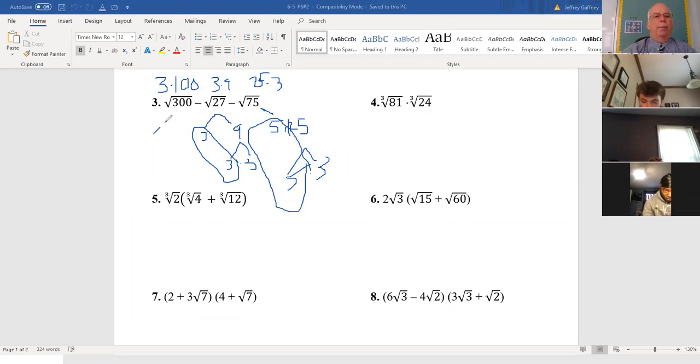Just like the 300. If I didn't see that 100 in there, I could start factoring out 10s. So now I've got 10 times 30, and for 30, I can factor out another 10. I get 10 times 3. So if you don't see these perfect squares inside a number, you can just start factoring out and get there.